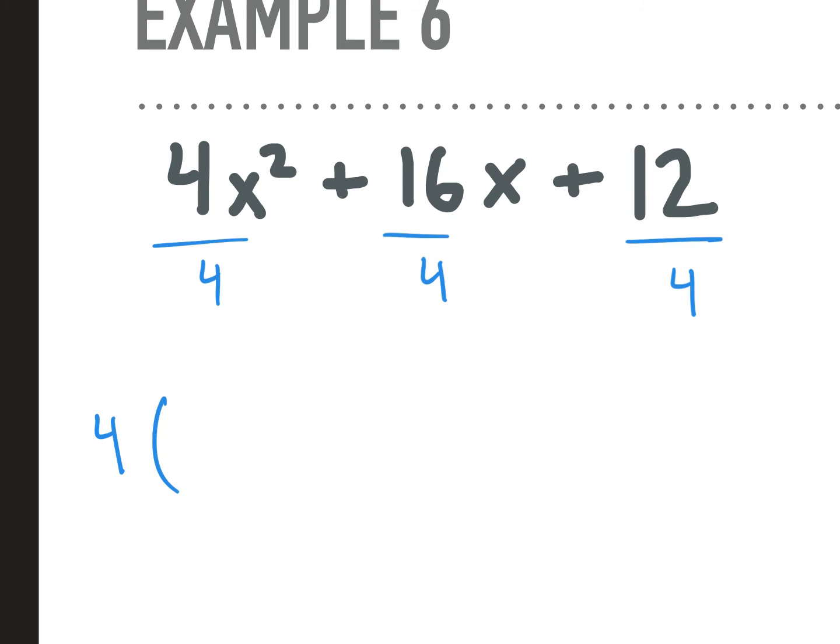What's 4x squared divided by 4? Just x squared. What's 16x divided by 4? 4x. And then what's 12 divided by 4? 3.